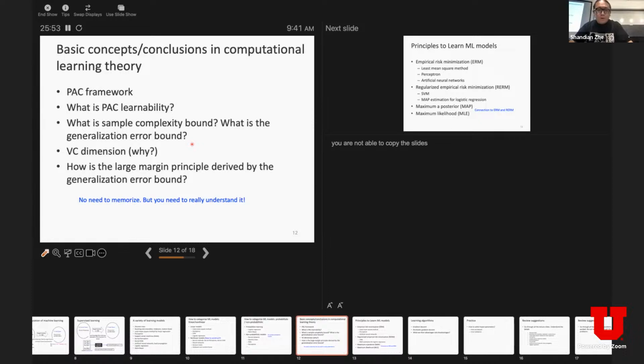And we hope you also got some chance to take a look at basic concepts and conclusions in computational learning theory, right? What is the PAC learning framework? What is PAC learnability, right? PAC learnability just gives us a criterion telling which types of algorithms are good, which types of algorithms are not, right? It's mainly from the sample complexity, right?